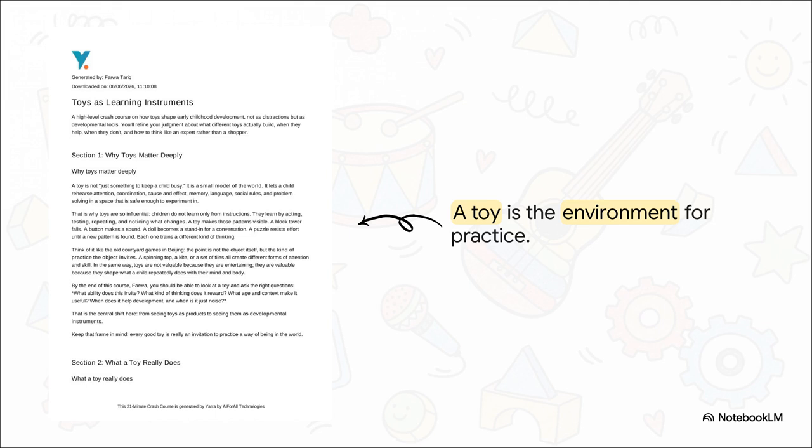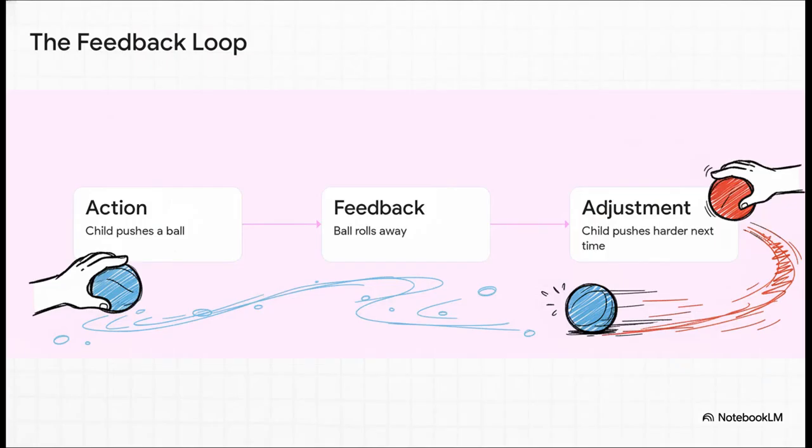Kids don't learn by sitting back and listening to a verbal lecture. They learn by doing things, testing boundaries, and noticing what changes. So every good toy is really just an open invitation to practice a way of being in the world. And this captures what I call the engine of early learning, the feedback loop. The toy creates a closed loop where a child does something, they get immediate feedback, and then they adjust their next move.